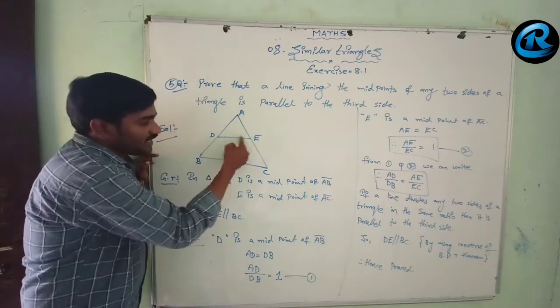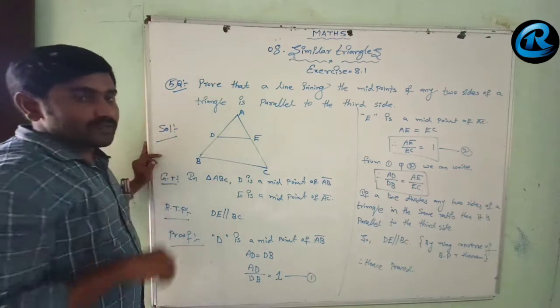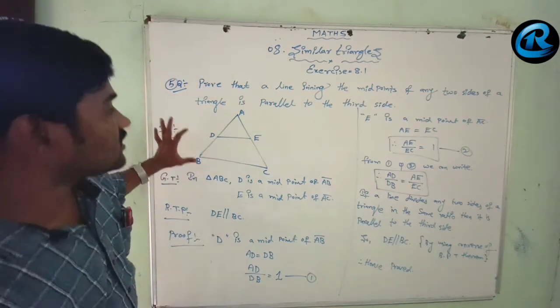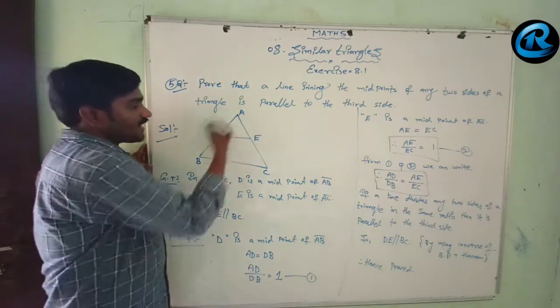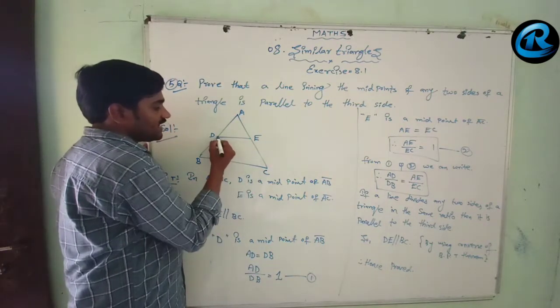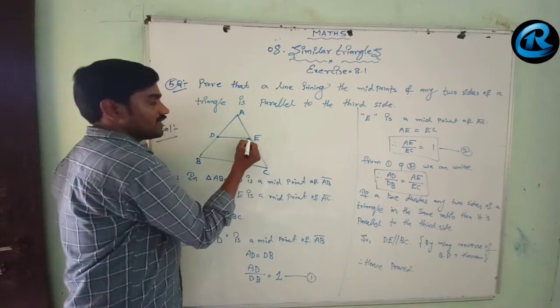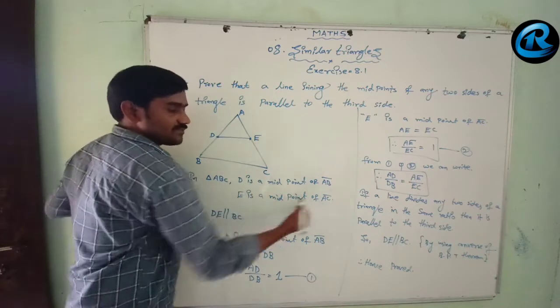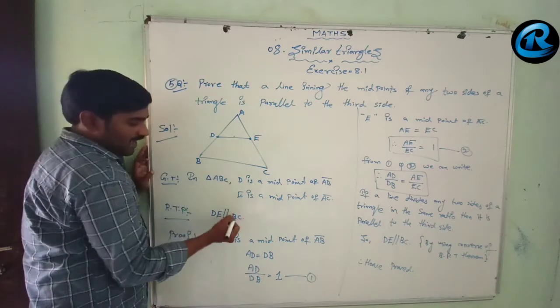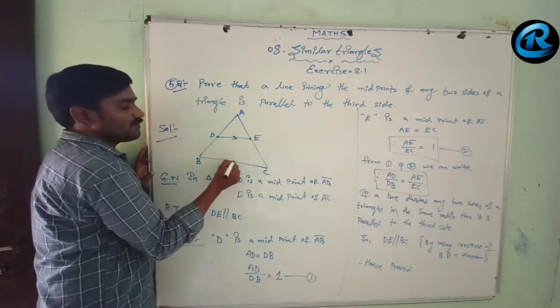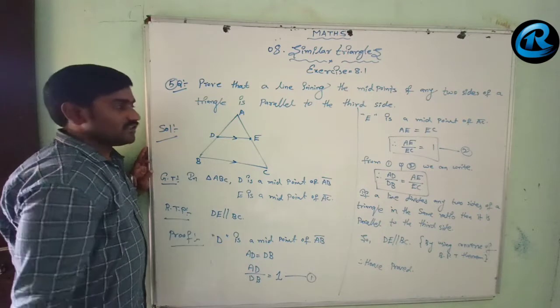We have to prove that DE is parallel to BC. When can we prove that? By using the Converse of BPT Theorem. First of all, in triangle ABC, D is a midpoint on AB and E is a midpoint on AC. That is what we have. Then we have to prove, RTP: this DE is parallel to BC.